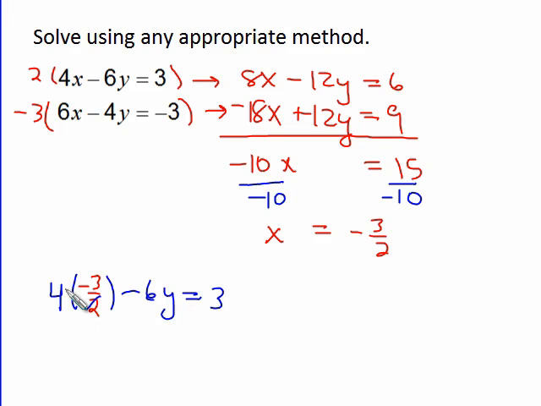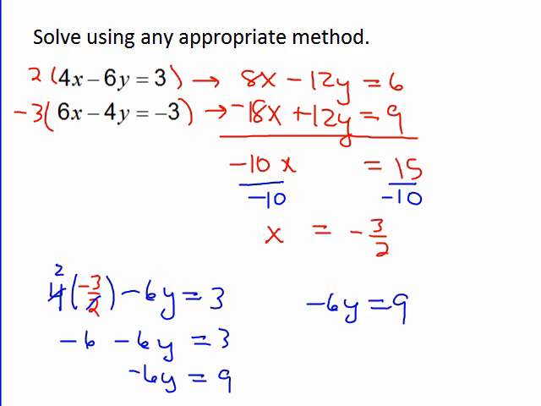So starting here, I'll cancel these. 2 divides 4 twice. So this gives me negative 6 minus 6y equals 3. Adding 6 to both sides gives me negative 6y equals 9. I'll go ahead and write that up here, because my last step then is to divide both sides by negative 6. And since I wrote the other as a fraction, I'll go ahead and write this one as a fraction. This gives me, dividing the top and the bottom by 3, I'll get negative 3/2.